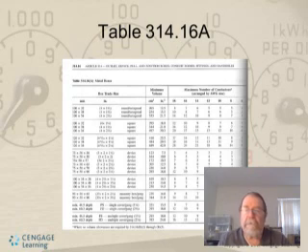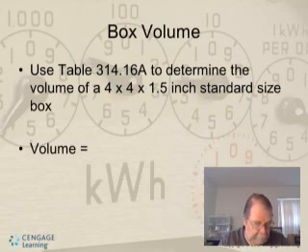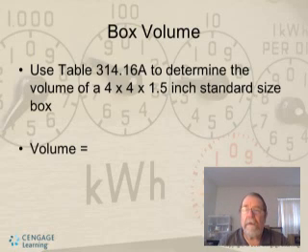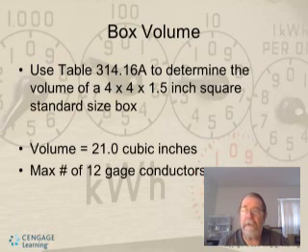So now that we got that understanding, you know how to read the table and understand how to get the numbers that you need from the table. We'll move on. Now the box volume, again, this is just using that table I just showed you. The box is a 4x4 by 1.5 inch depth size. So the volume of that we already know is 21 cubic inches.